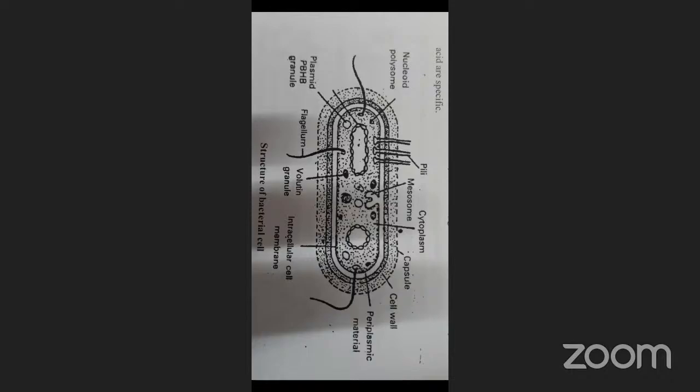DNA is flexible, two-stranded, coiled, and circular. You know the DNA structure, you already studied it at BSc level. What is the structure of DNA? A double helix. The bacterial DNA lacks histone proteins; a very small amount of histone proteins is present in the bacterial DNA.